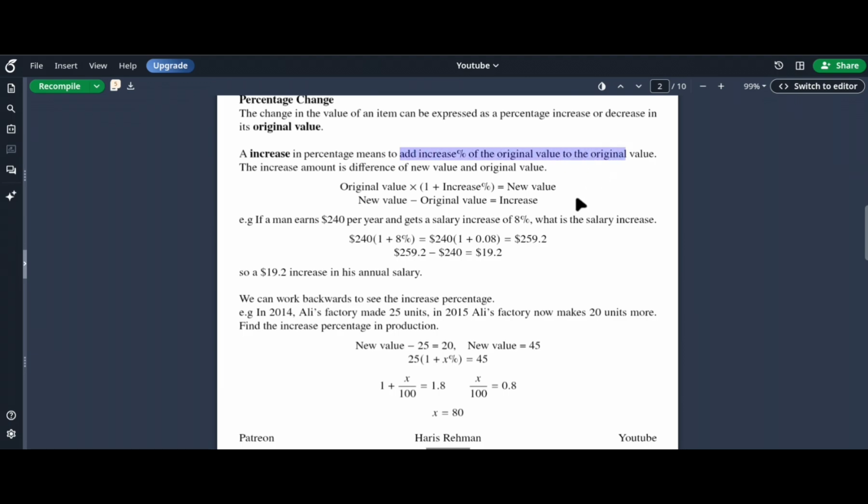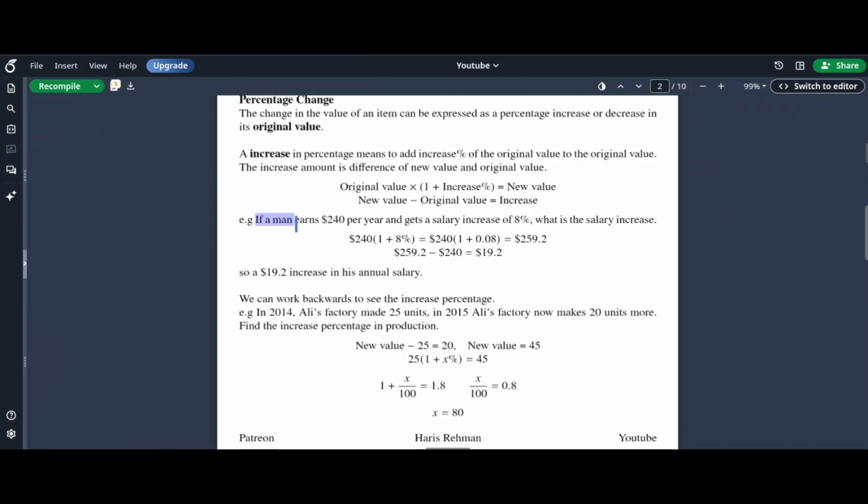Add increased percentage of the original value. If you expand this bracket, you get original value plus original value times increased percent. And this new value is the value we get. This will be greater than this value. Remember, the original value will be smaller than the new value. Hence, this is why we do this. Because this is bigger and this is smaller, we get a positive number. You guys know subtraction, right?